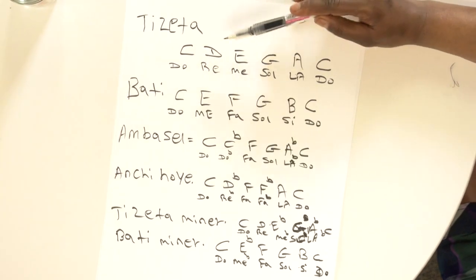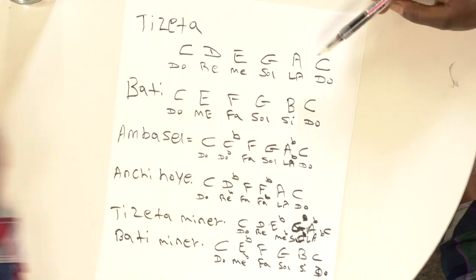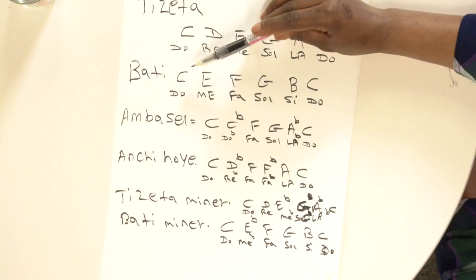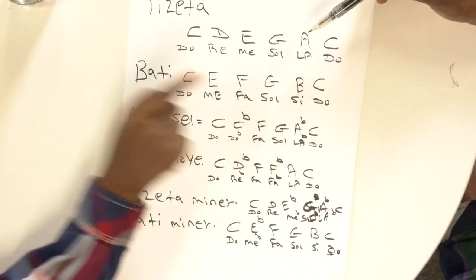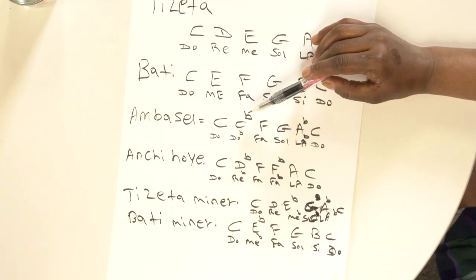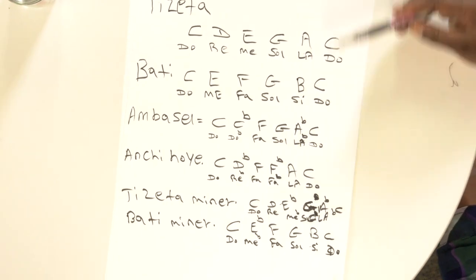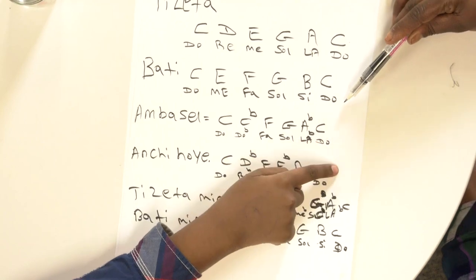The first one is Tizita. Do, re, mi, sol, la, do. The next one is Bati. Do, mi, fa, sol, si, do. The next one is Ambassel. Do, do bemol, fa, sol, la bemol, do.